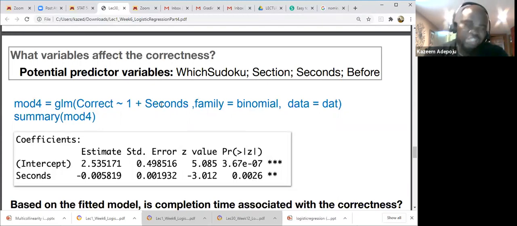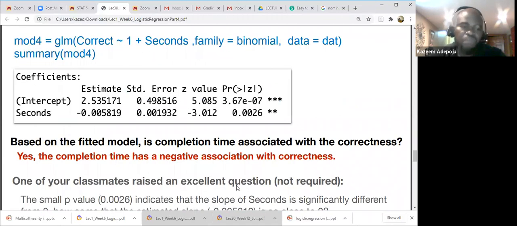It's quantitative, it's not categorical. And you know what, since it is not categorical, the estimate of that is negative. So we can interpret that as follows. Based on the fitted model, is completion time associated with correctness? And the answer is yes. How do I know? They are related.